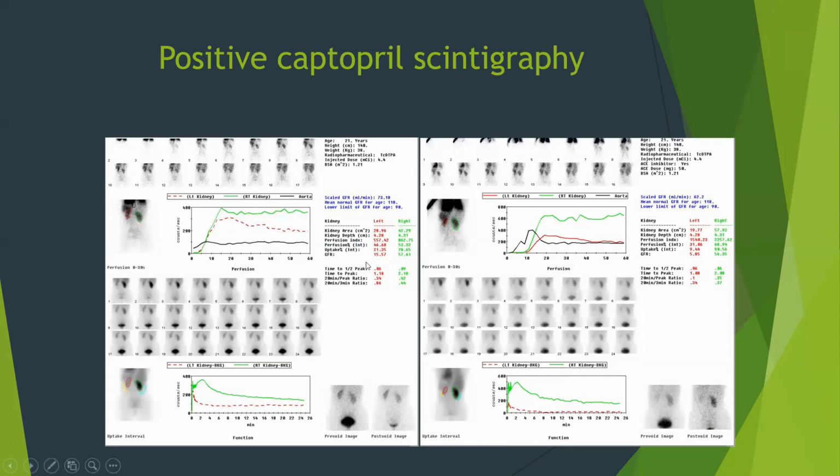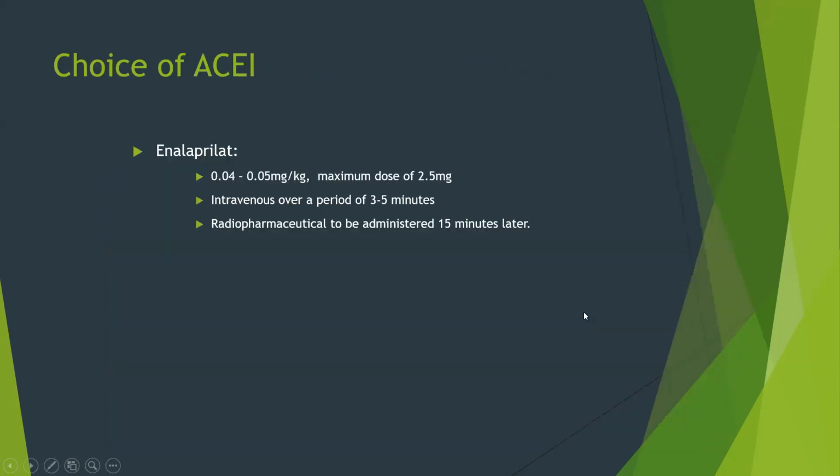We can see a baseline study, and then after administration of captopril, we can see there is significant fall in GFR on the left side. The choice of ACE inhibitor these days now is enalapril, in which 0.04 to 0.05 mg per kg dose is administered to the maximum dose of 2.5 mg. It is given IV over a period of 3 to 5 minutes, and the radiopharmaceutical has to be administered 15 minutes later.